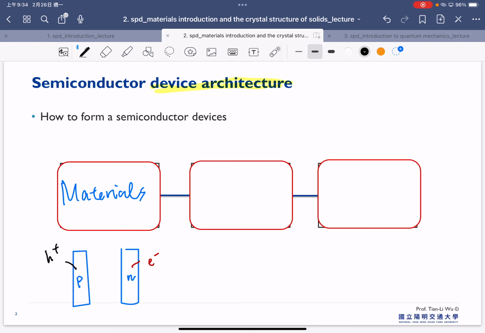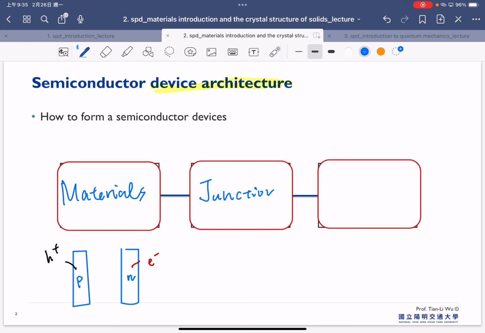So that's the first part. When we start to design our device, it always starts from the materials. And the second part is the junction.